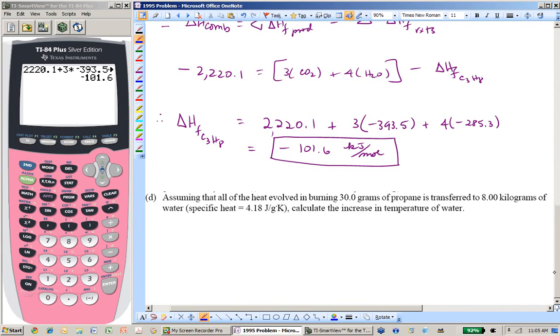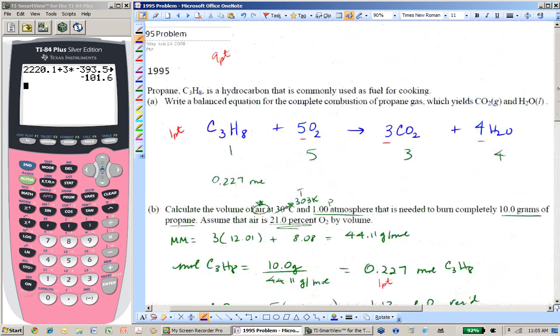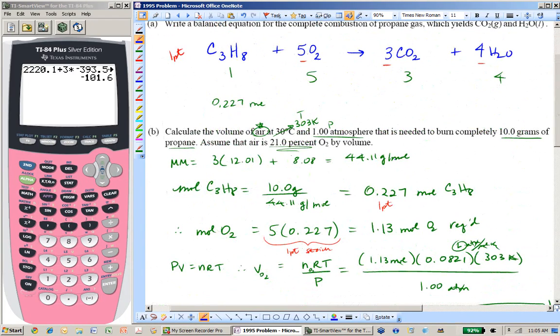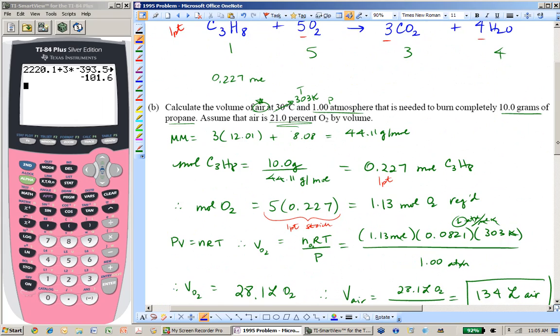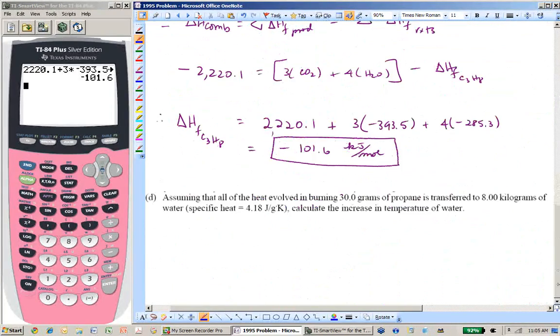So calculate the delta T out of Q equals MC delta T based on some thermodynamic concepts. So let's talk about those concepts. We're burning 30 grams of propane. Well, earlier we calculated the molar mass of propane. I remember doing that, and it was 44.11. So I don't have a full mole of this, so I'm going to have to calculate the moles. So 44.11 grams per mole. Going to need that in a minute.